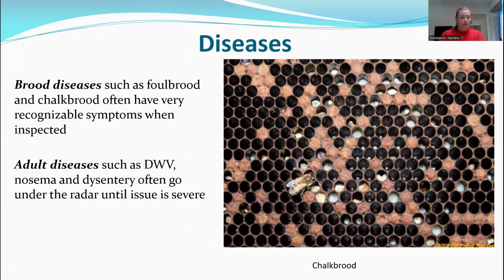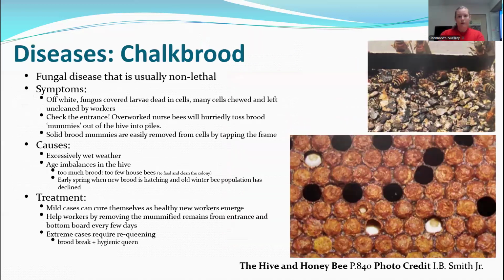Adult diseases like your deformed wing virus, your nosema, and your dysentery usually go under the radar until they're really severe. If you're seeing fecal streaking all along the front of the hive, you know you've got a problem.